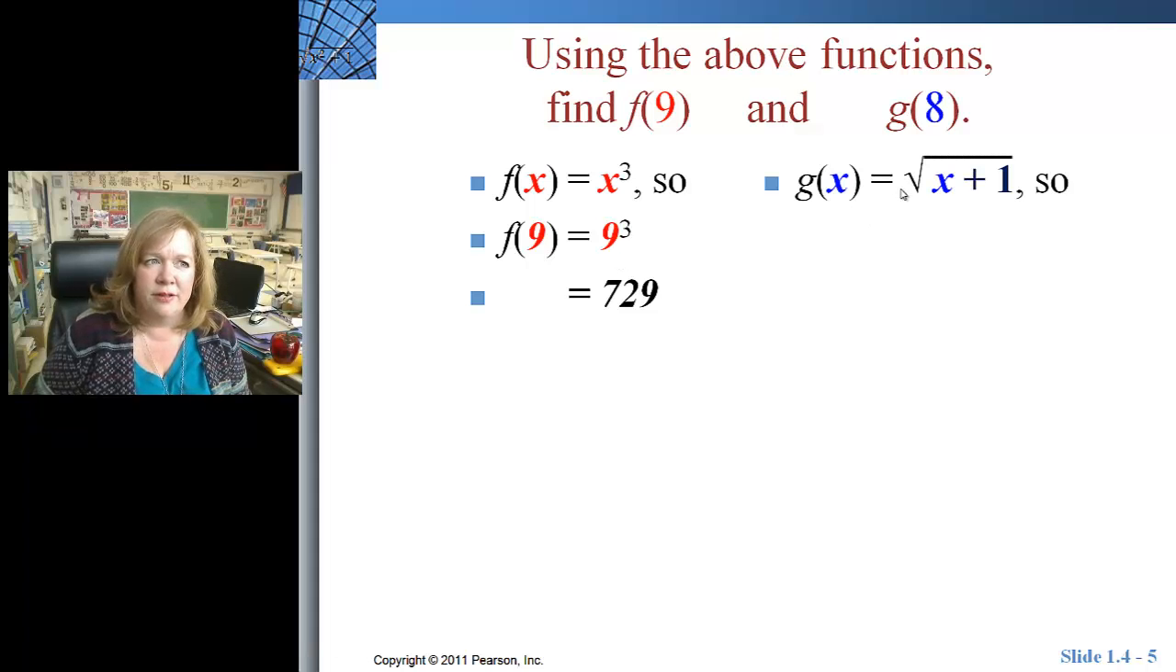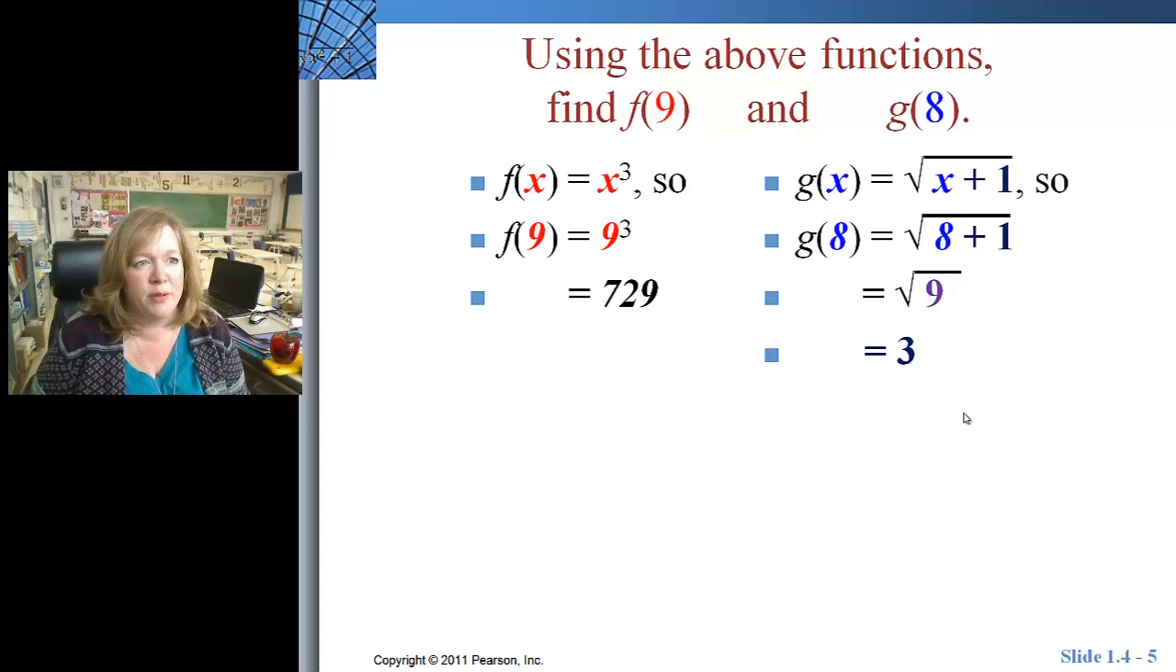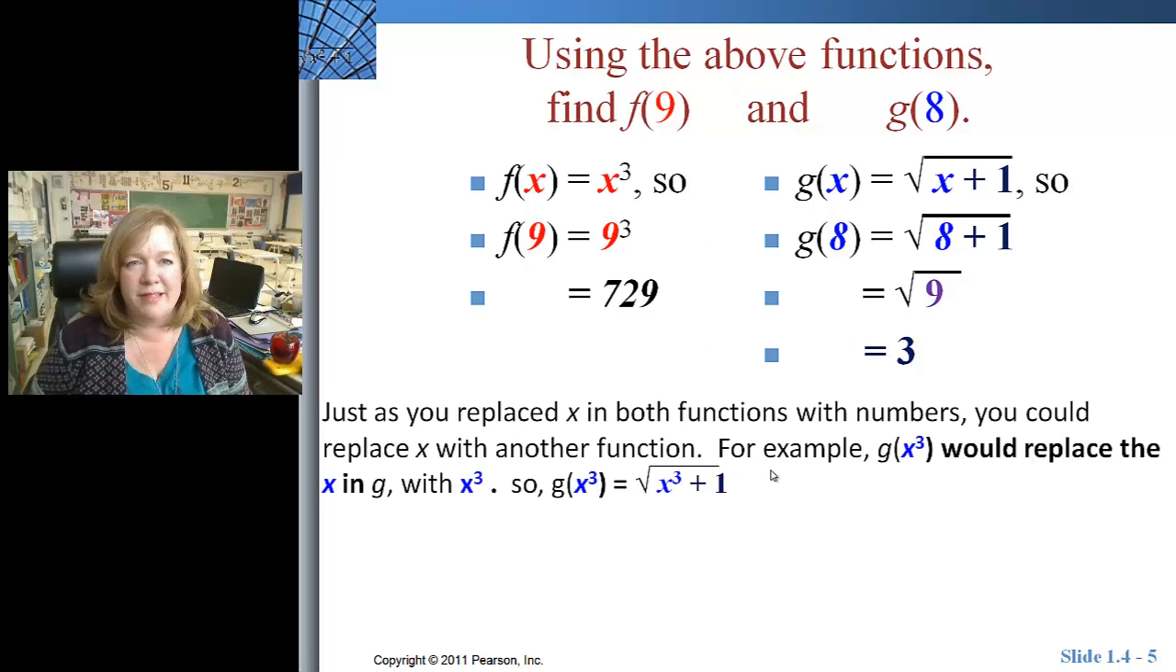G of 8, we'd have square root of x plus 1. Notice they're color coordinated. So we're going to put an 8 in for x right here and simplify it. So square root of 8 plus 1 is going to become square root of 9, which is 3. So I'm hoping that you remember that from Algebra 2, the function notation. If you know how to stick it in there, you'll be good to go.